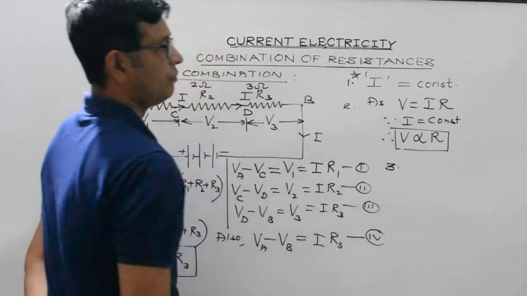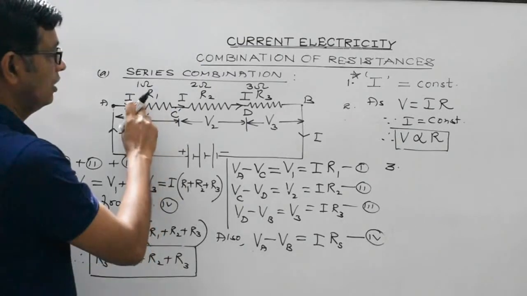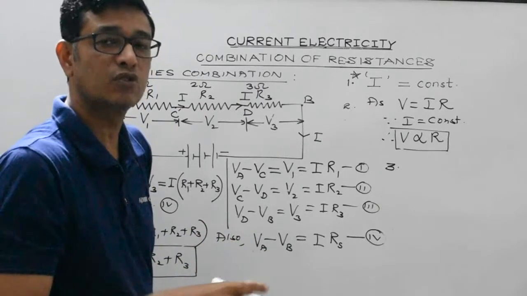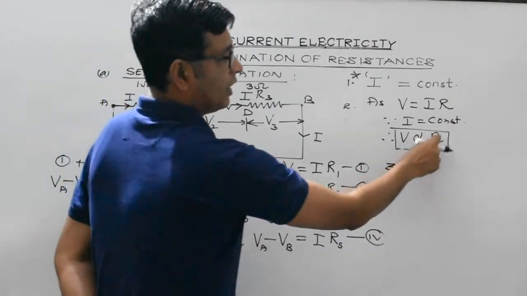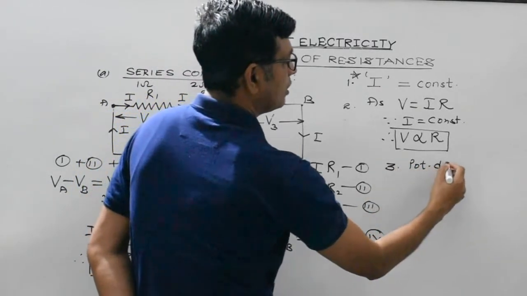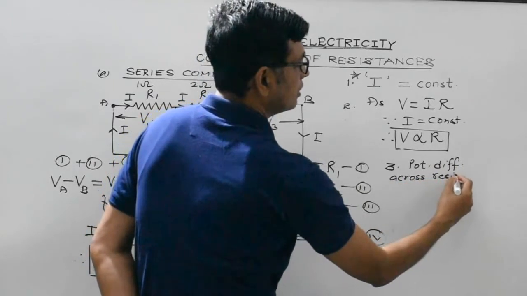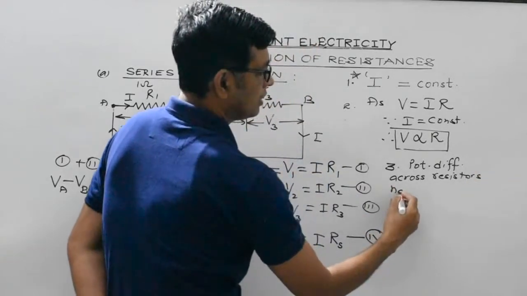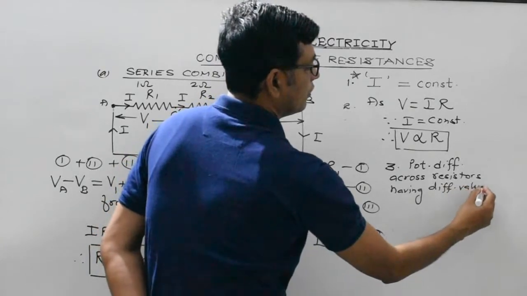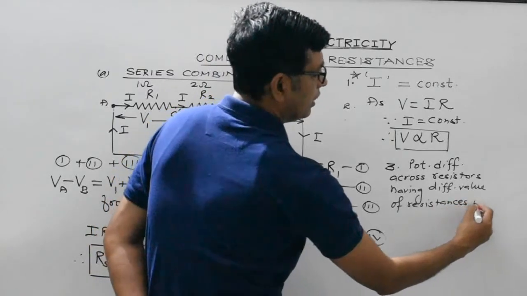Third, now current is constant, right? So, if you are having different values of resistances, then the potential difference across different resistances will be different. If the value of R is different, then the potential difference will also be different. So, the potential difference or potential drop across resistors having different values of resistances is different.